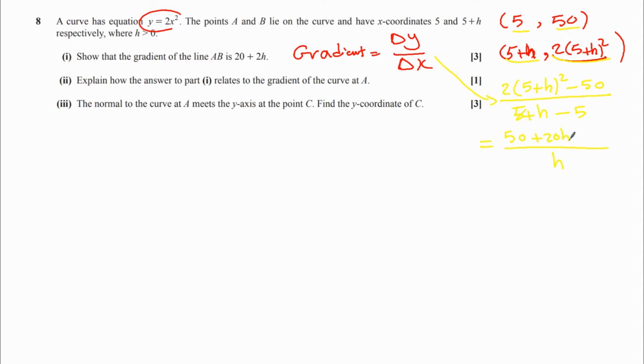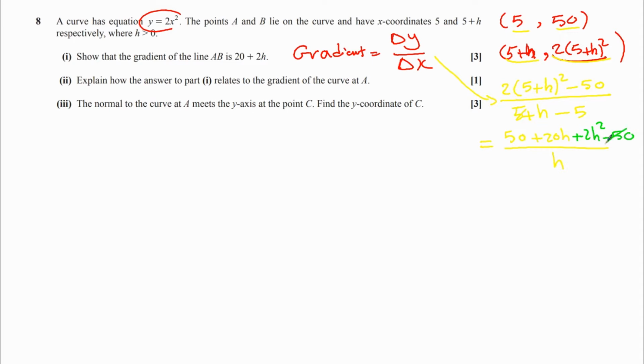If I'm a bit fast, try to expand this in here and do it with steps. But after a while, especially in Core 1, you need to get used to these things a bit faster. h squared in here times 2 would be plus 2h squared minus 50.